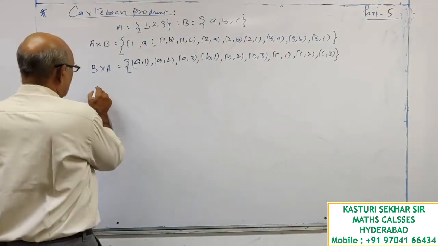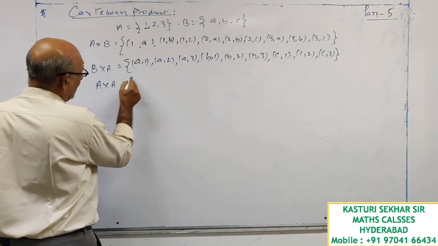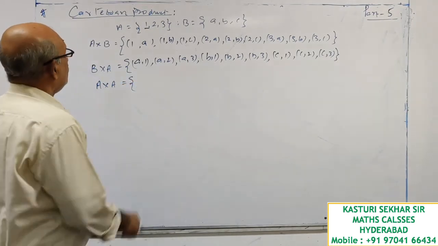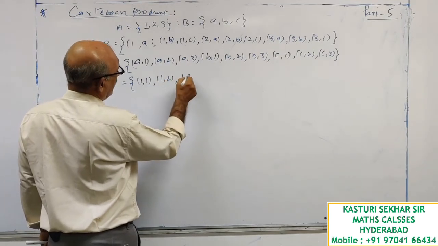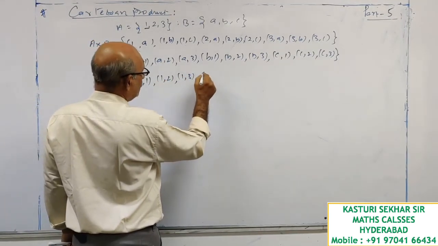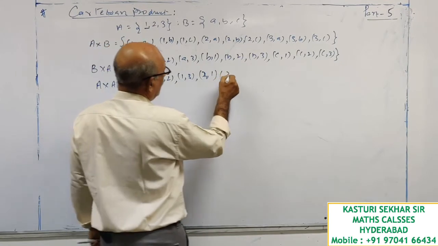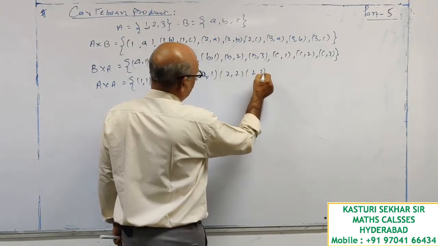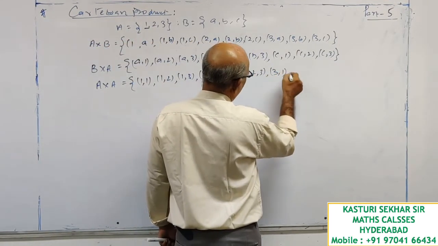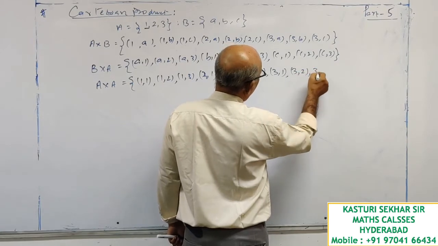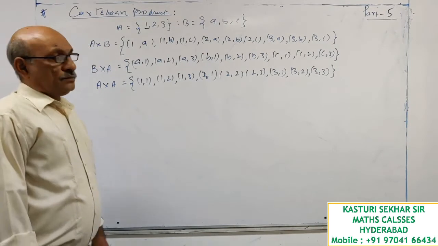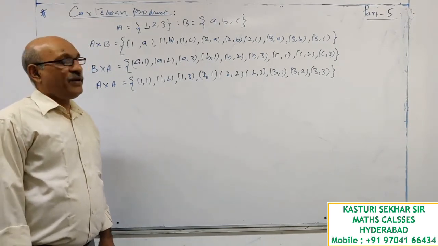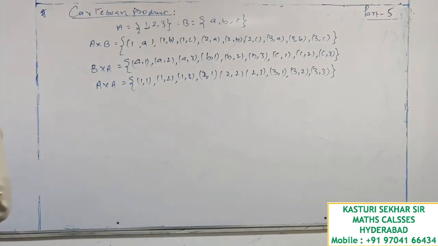You can also write Cartesian product on a single set also, A cross A. 1,1; 1,2; 1,3; 2,1; 2,2; 2,3; 3,1; 3,2; 3,3. So let us see a few problems based on this from ICA material.